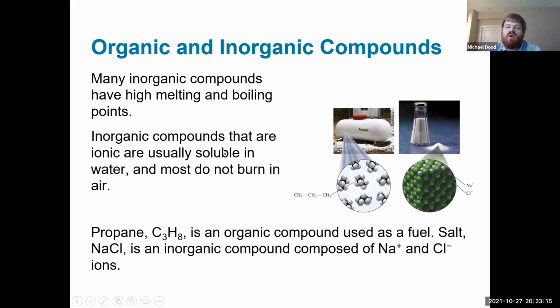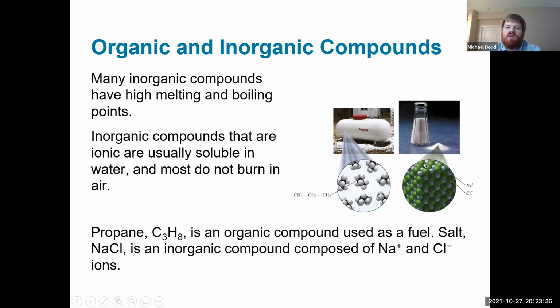These tend to be soluble in water, and they don't burn in air. So that's one thing that we want to point out here. Propane, which is C3H8. That's an organic compound, and of course, it is used as a fuel, whether as pure propane gas or sometimes in mixtures like natural gas.